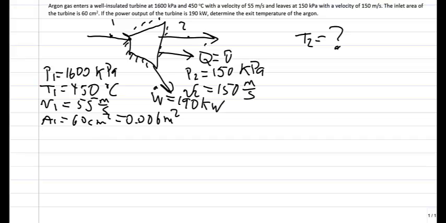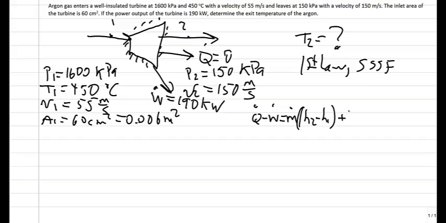Now let's look at the equations that are required for this problem. First of all, we're going to use the first law for a single stream steady flow process. This tells us that Q dot minus W dot equals M dot times the enthalpy change plus the kinetic energy change, V2 squared minus V1 squared over 2, plus the potential energy change, g(Z2 minus Z1). In this particular problem, it's well insulated, so there's no heat transfer.